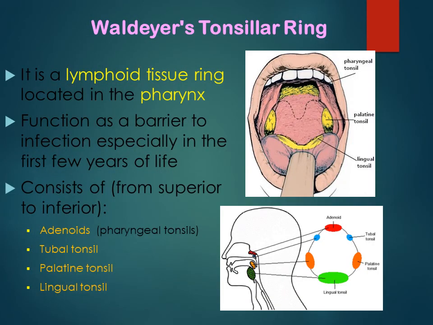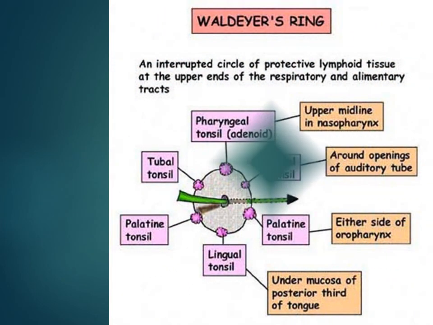For the Waldeyer's tonsillar ring, which shows the lymphatic tissue, it forms a ring in the pharynx, mainly made by the nasopharyngeal adenoids, and the tubal tonsils, which are not apparent in this diagram, situated next to the eustachian tube orifice, and then the palatine tonsils and the lingual tonsils. Another diagram. This protective function of the lymphatic tissue is very important for the upper respiratory tract, especially in the early years of life.